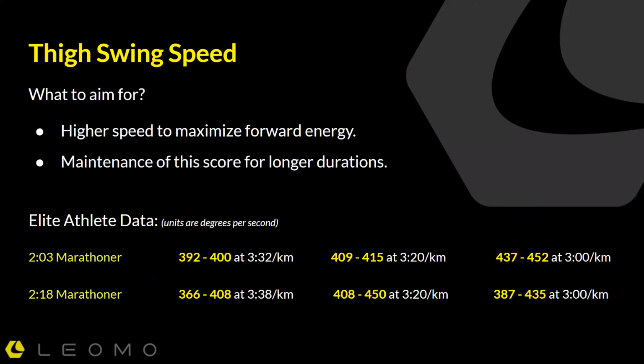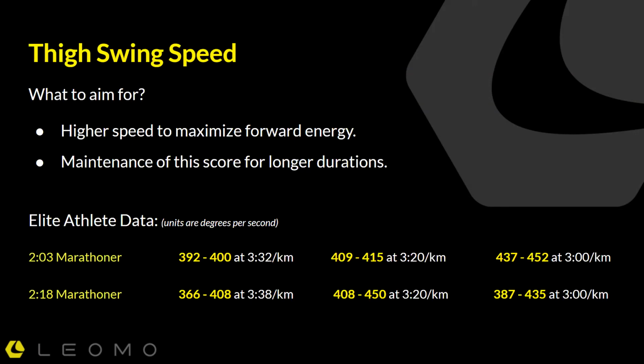So what should we aim for? A higher speed to maximize forward energy, as we just talked about, and maintenance of this score for longer durations. The elite athlete data here, this is an interesting case. These units are in degrees per second. And so this is technically a measure of angular velocity as the thigh is rotating around the pelvis. So degrees per second is the unit for these numbers.